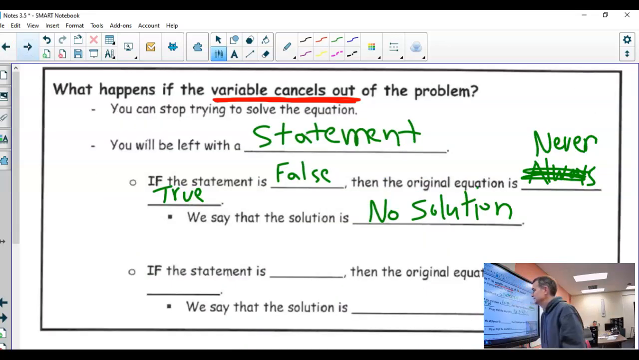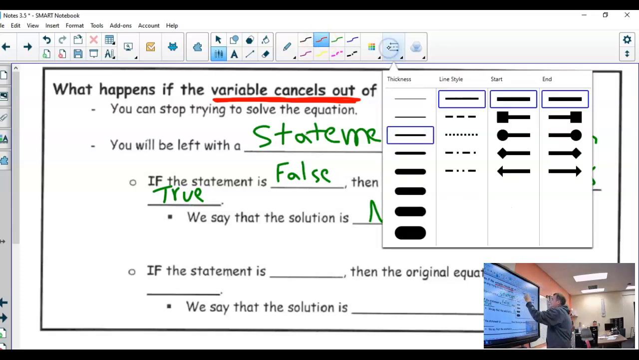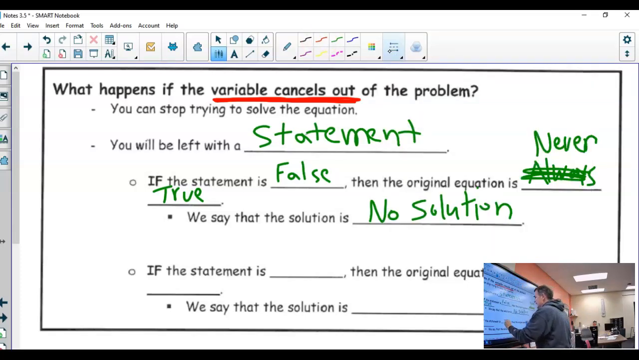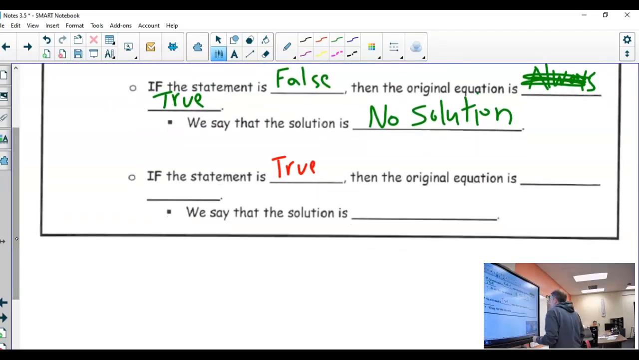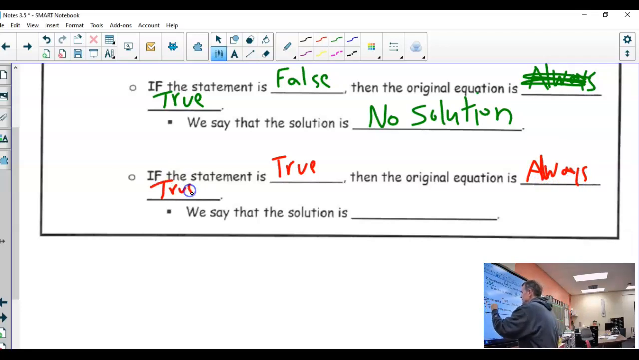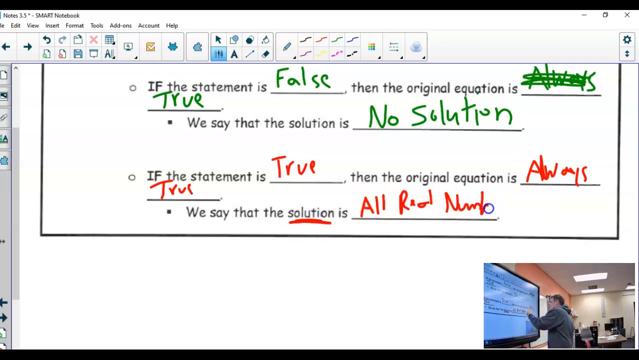On the other hand, if the statement that you are left with is true, then the original equation is always true. And we say, when that happens, that the solution is all real numbers. Basically, any number will work for the variable.